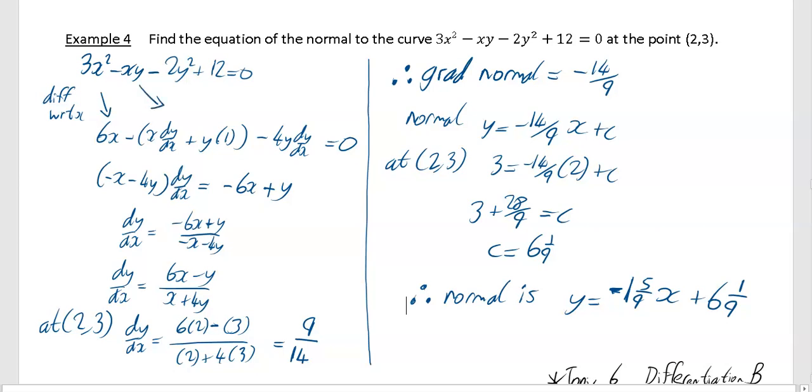Now this is me differentiating my xy. So xy is a product. So write down the first, that's your x. Differentiate the second, that's your dy by dx. Write down the second, that's your y. Differentiate the first, that's the x, which gives you 1.